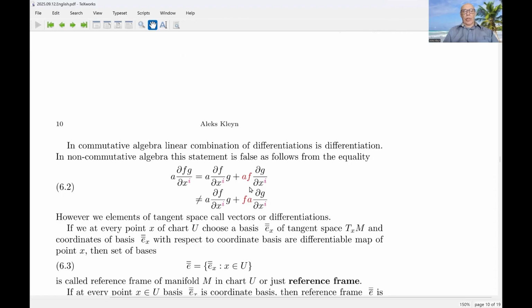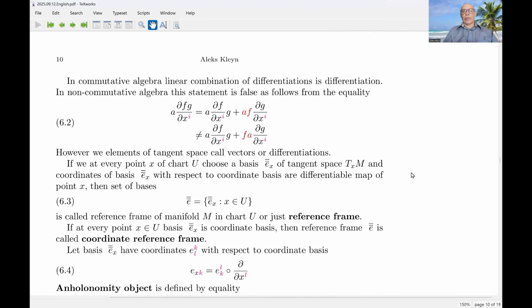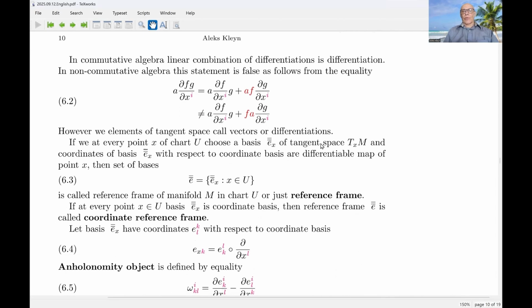If at every point X of chart U we choose a basis EX of the tangent space TXM, and the coordinates of basis EX with respect to the coordinate basis are differentiable maps of the point, the set of bases 6.3 is called a reference frame of manifold M in chart U, or just a reference frame.